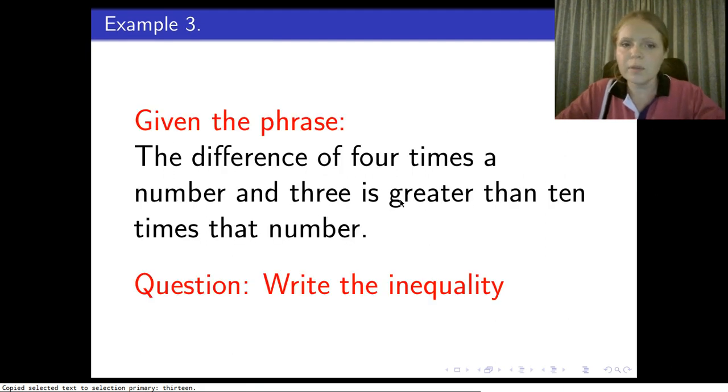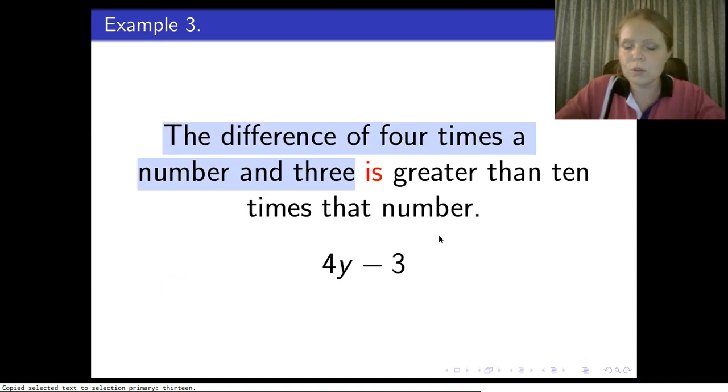And finally, example number 3. You are given the phrase: the difference of 4 times a number and 3 is greater than 10 times that number. Write the inequality. This is a little more complicated than the previous two examples, but anyway, it's not so difficult, believe me. So again, there is an is between the left side and the right side.